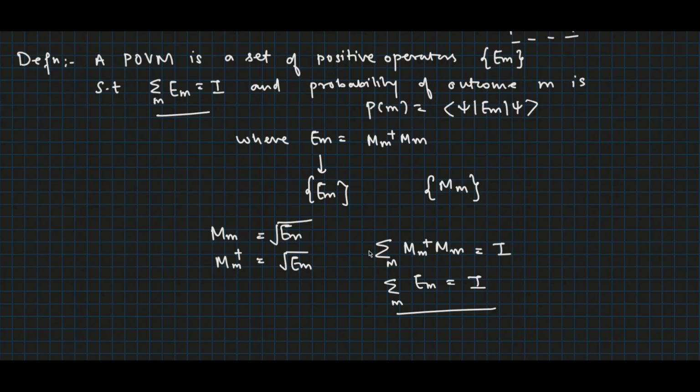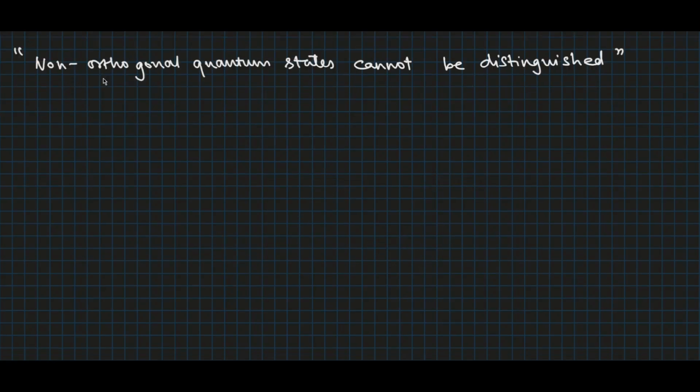Now so far we have talked about measurement operators. Now let's talk about a property of quantum measurements of different quantum states, which says that non-orthogonal quantum states cannot be distinguished. Let me repeat it: if we have a set of quantum states which are not orthogonal, then it is difficult for us to distinguish between them with certainty.